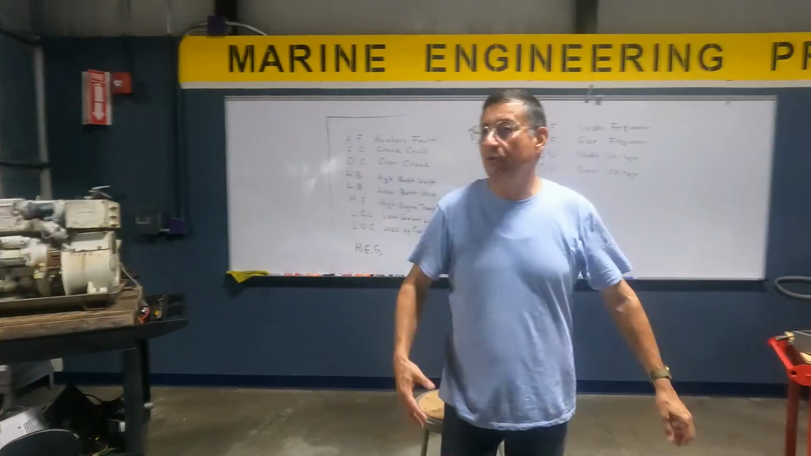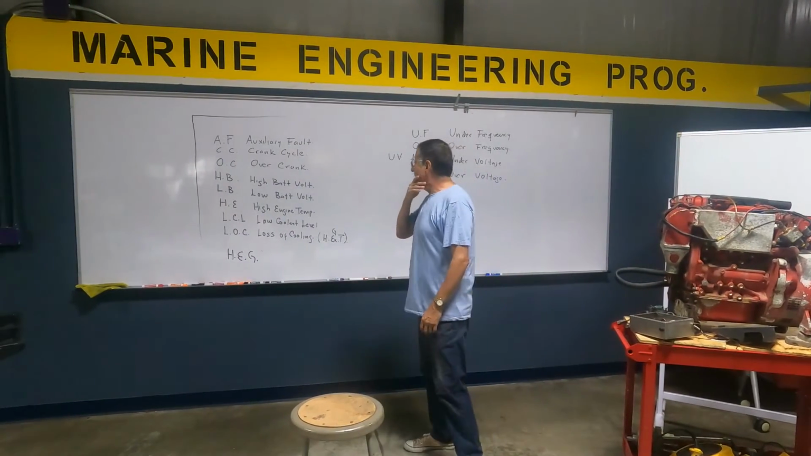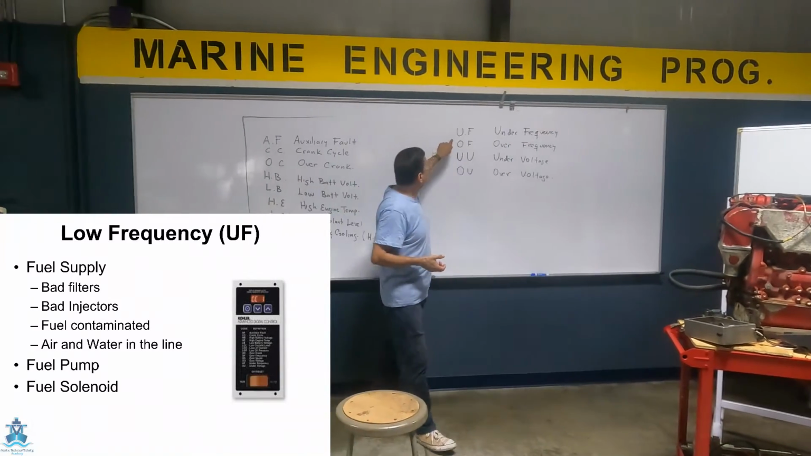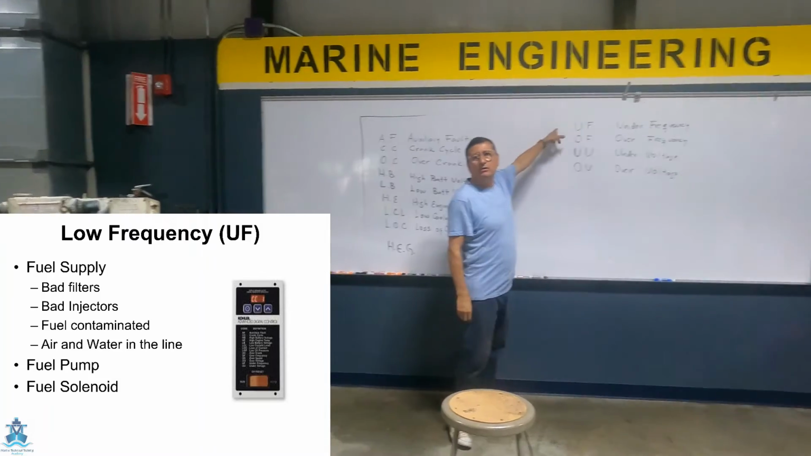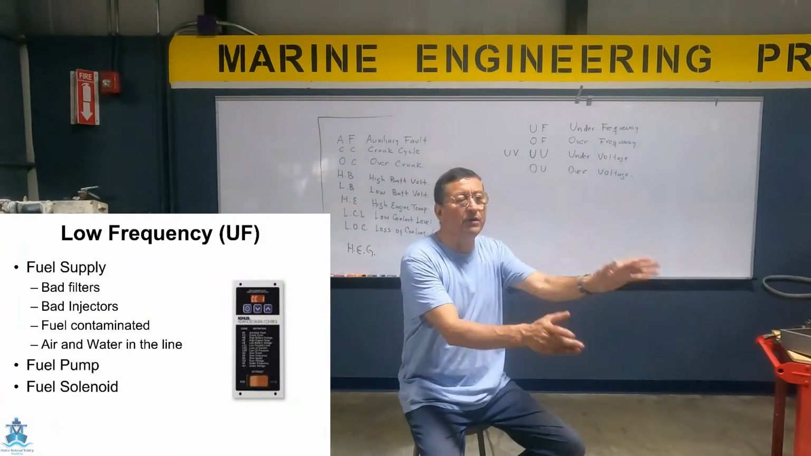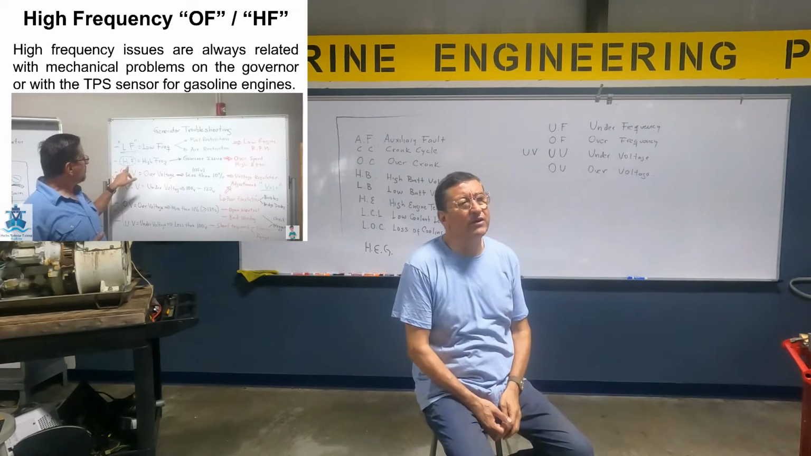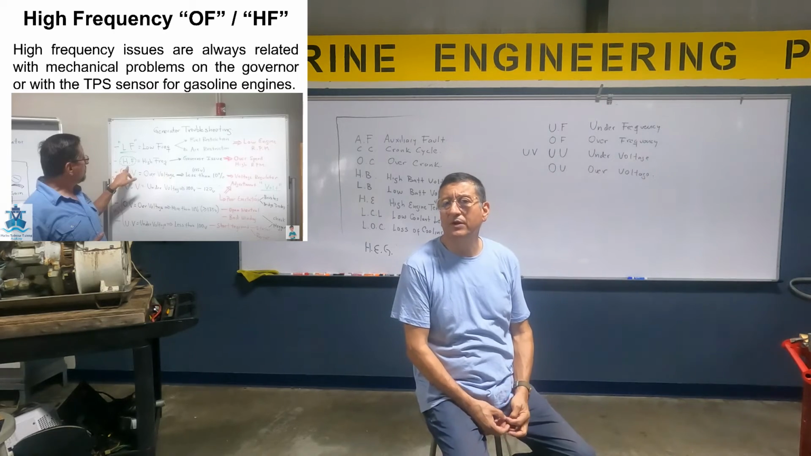Now we are going to talk about the codes that you know, because we mentioned them before. UF, or LF, low frequency or under frequency, depending on the manufacturer. What about that code? It's related with what? Engine, fuel, air, a mechanical problem on the engine. What about the next code? OF, over frequency or high frequency. Governor, mechanical problems on the governor.